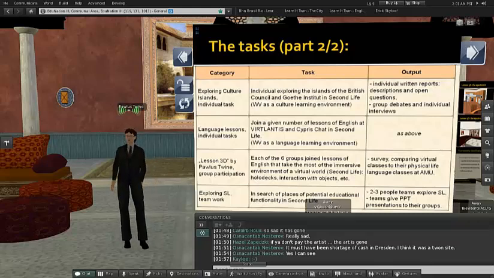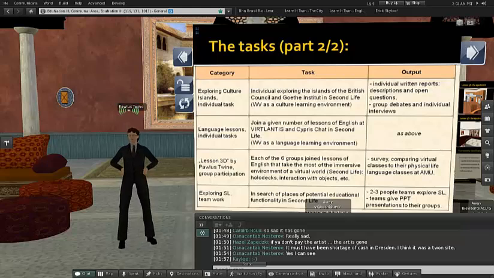And at the very end of the experiment, this was a group task. I asked my students to explore Second Life in small groups, and to find places that, in their opinions, they would recommend as good learning places, not only for English, not only for languages. And they presented short PowerPoint presentations in front of their groups. And then we also discussed those places in class.